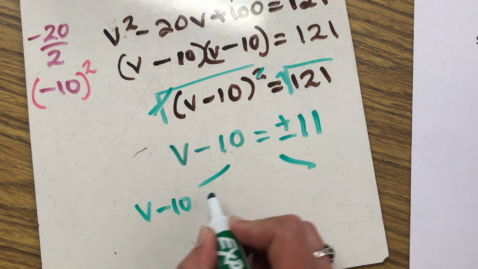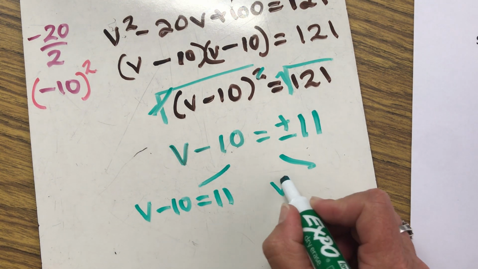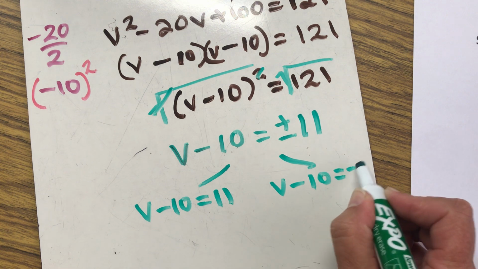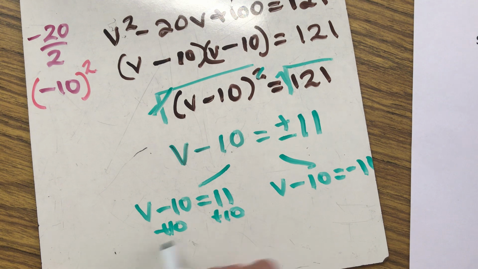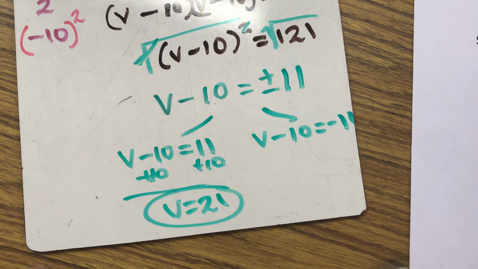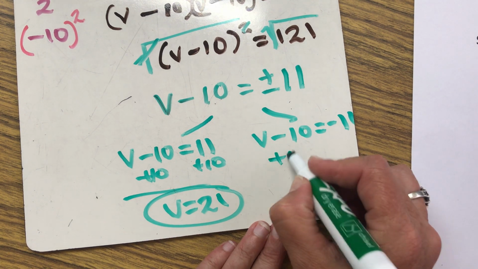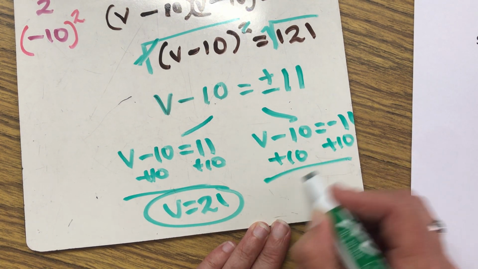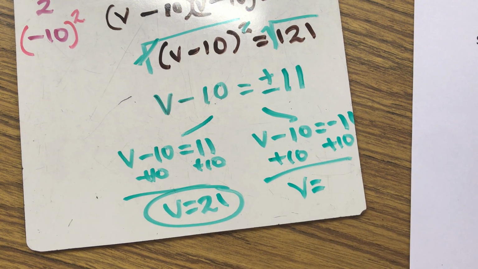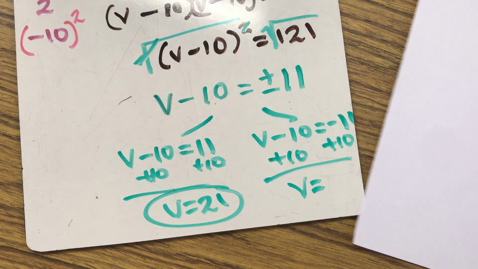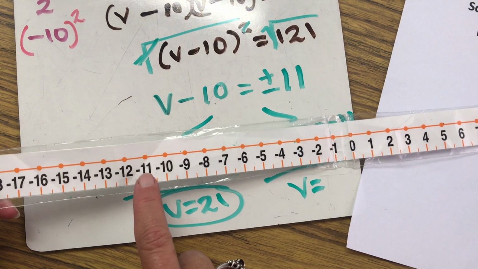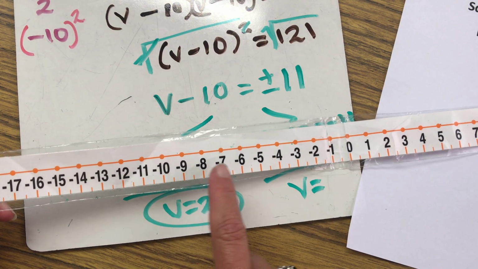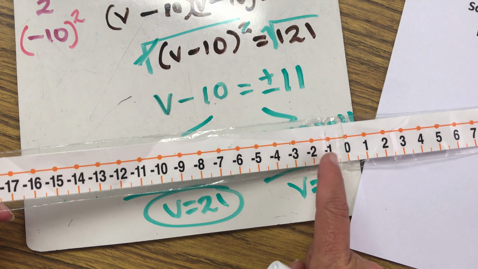v minus 10 can be positive 11. v minus 10 could be negative 11. And then we solve each. We solve it right. One of my answers, one of my zeros, one of my solutions is positive 21. And the other one is, you got to be careful on this one, a number line might be helpful. So we have negative 11, go forward 10. 1, 2, 3, 4, 5, 6, 7, 8, 9, 10. Negative 1.